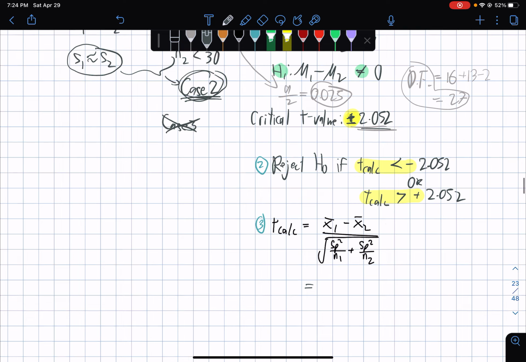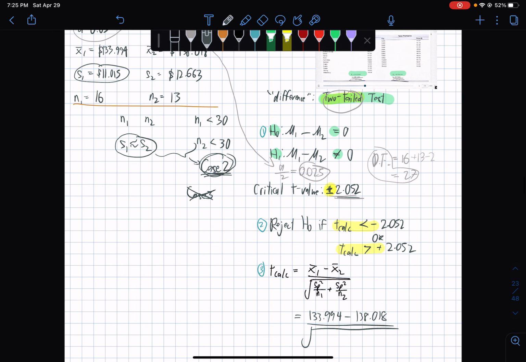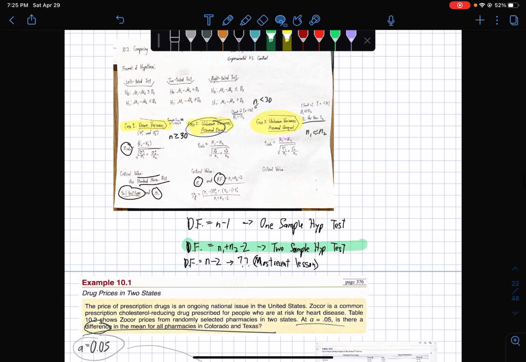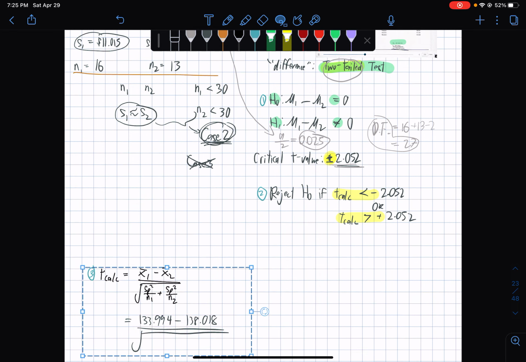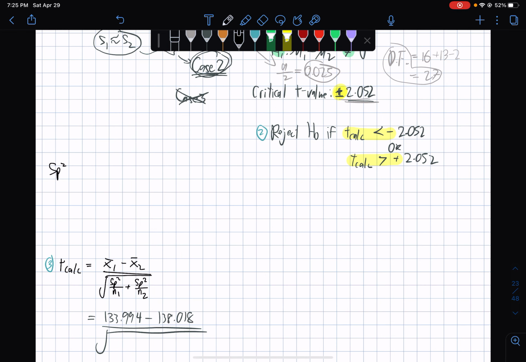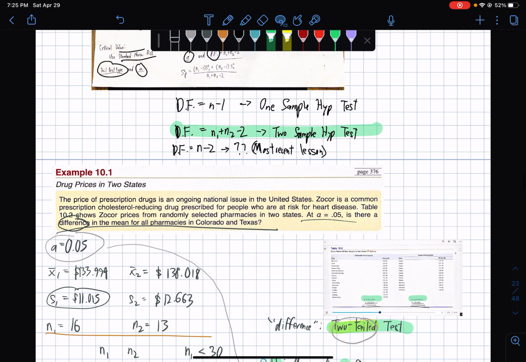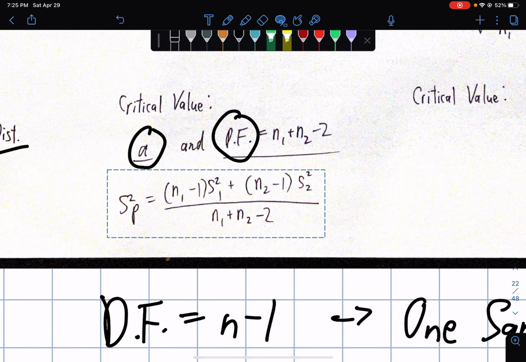So number 3, our favorite part, the computation. So let's start subbing the values together. 133.994 minus 138.018 divided by square root of, oh wait, by the way, I mentioned this a while ago. I forgot to actually execute it. Let's use this formula first, sp raised to 2. You have to find sp raised to 2 first. Copy paste this formula.